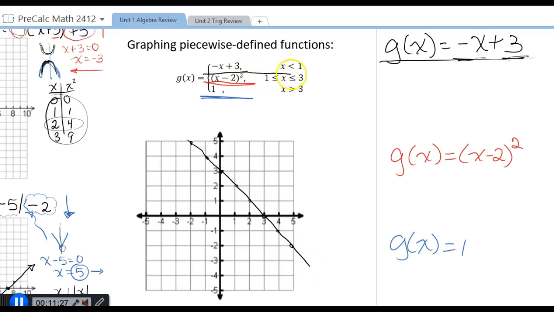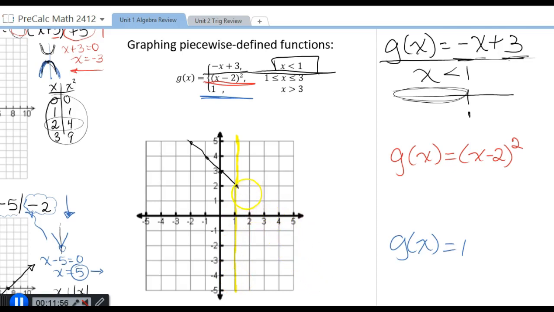Now, the second part of that defined graph says it's only good for values where x is less than 1. So in other words, if I look at my number line and I find 1, I'm only going to have graph on the left side of that 1. So if I highlight where 1 is, that's right here. And that means that I need to get rid of all of this part of my graph because I only want the stuff that's on the left side.